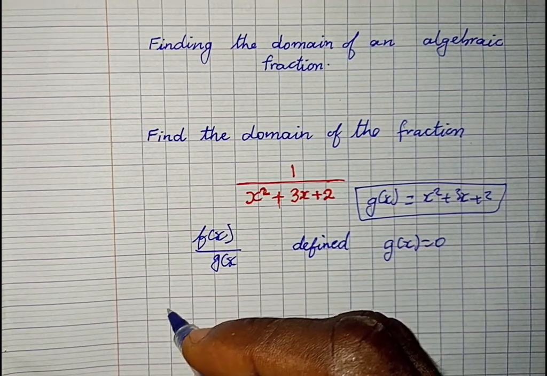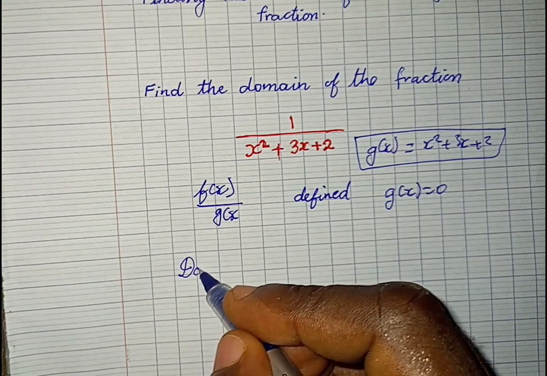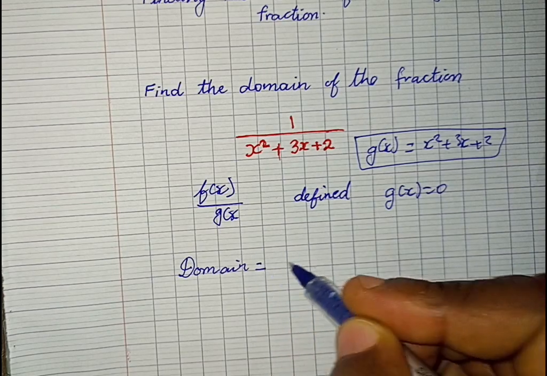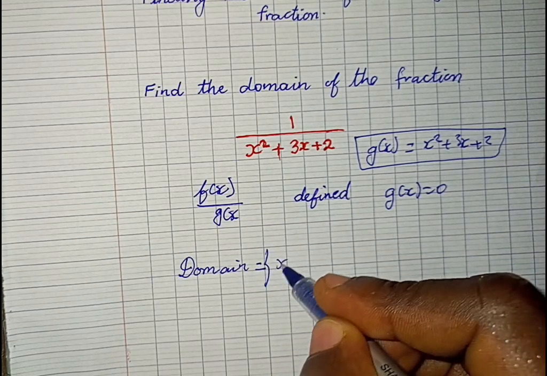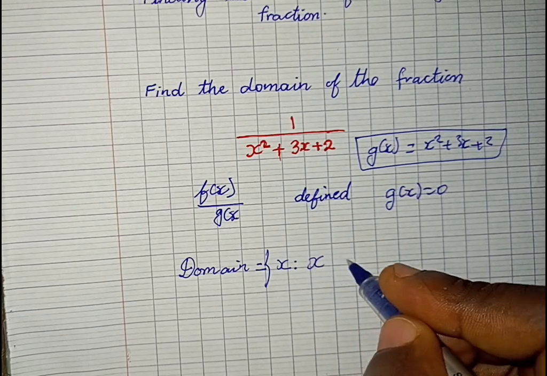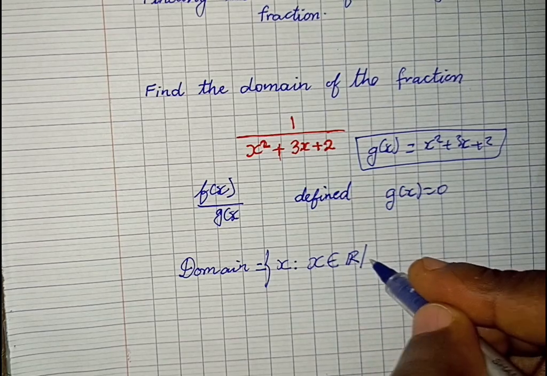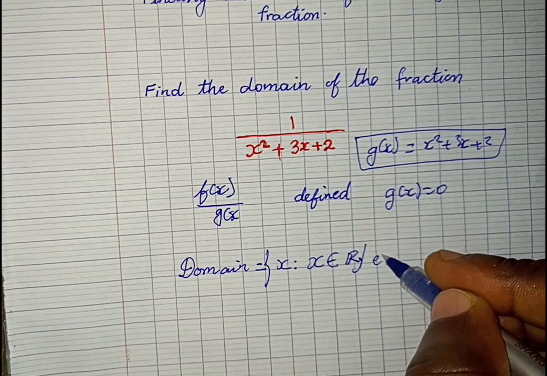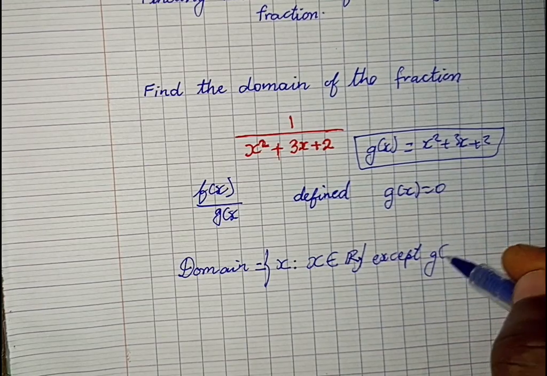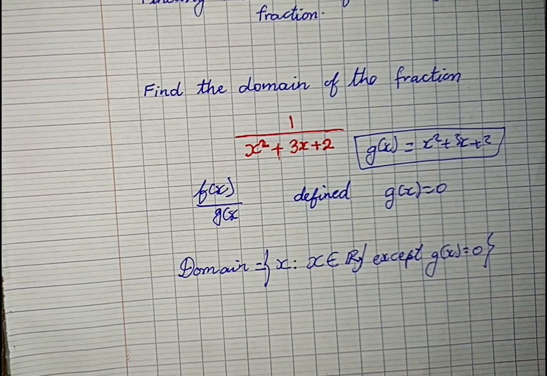So the domain, we write it this way, the domain is all the set of x such that x is an element of R, except g of x equals 0.